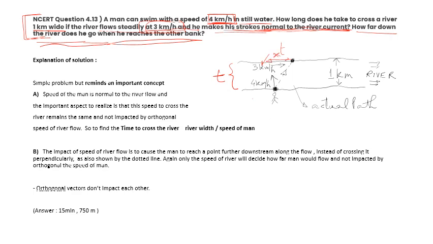That is the strategy that we'll follow. So I repeat, first we try to find out how much time the man takes to cross this river, and we know his speed is 4 kilometers per hour, and it's also given that the river width is 1 kilometer.